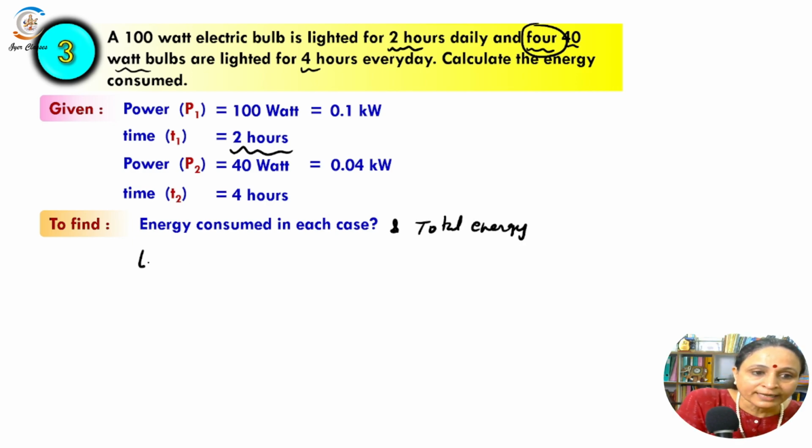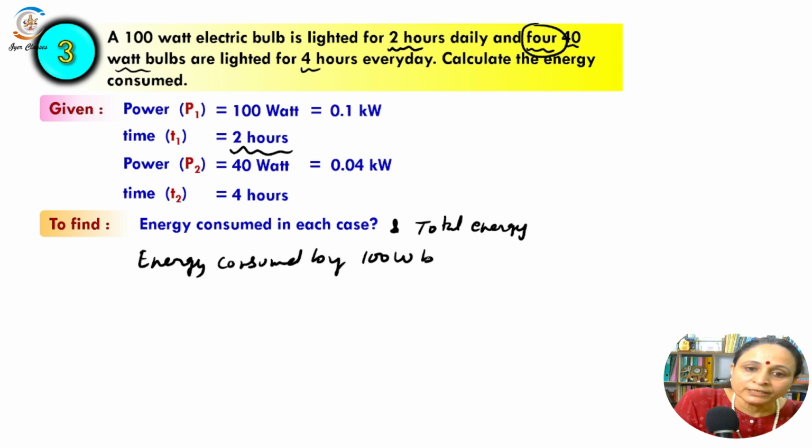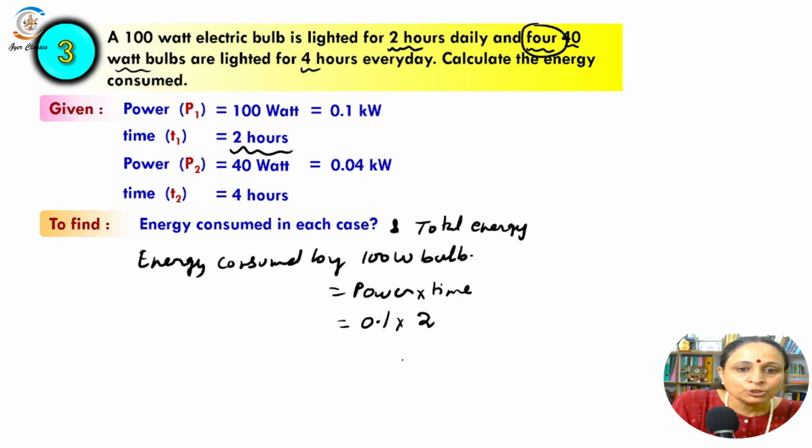So what is the energy consumed by 100-watt bulb? So we know that energy is equal to power multiplied by time. So power, I know it is 0.1 and the time is 2 hours. So what is the energy which is consumed? It is 0.2 kilowatt hour.